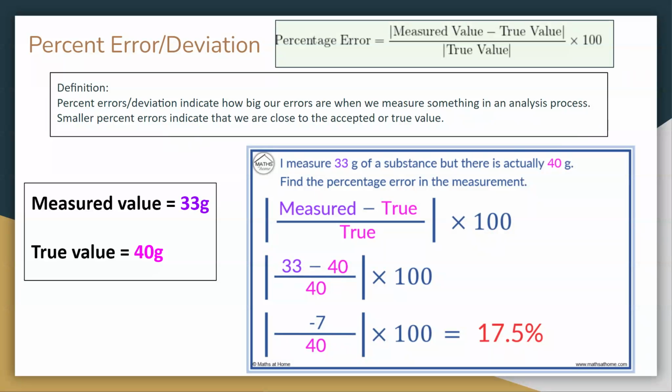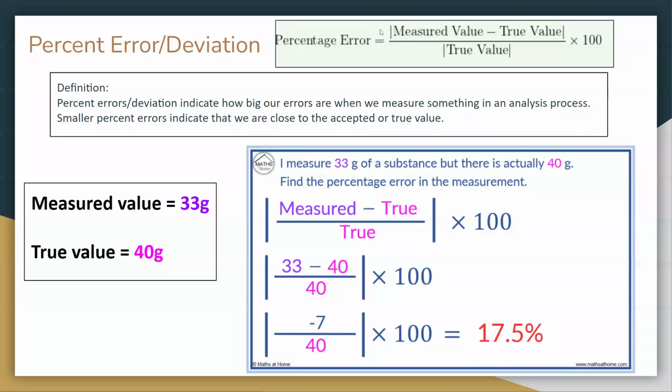measurement should have been. For instance, say you're in the lab and you measure 33 grams of a substance, but the substance should have actually been 40 grams. So you definitely made an error, and you want to figure out how much error you made in your measurement, and maybe that will help you figure out where that error came from.